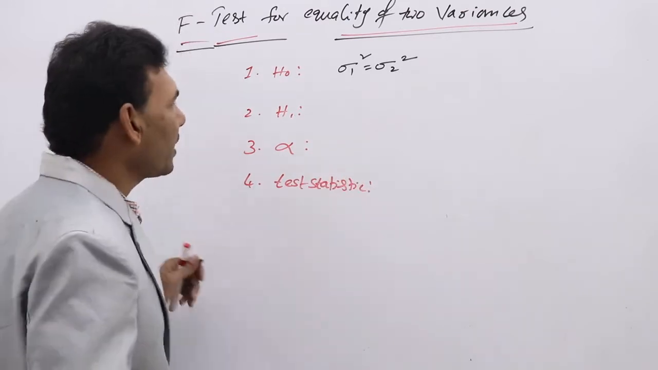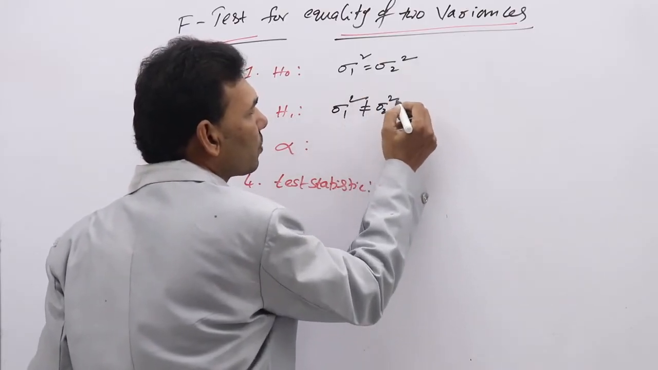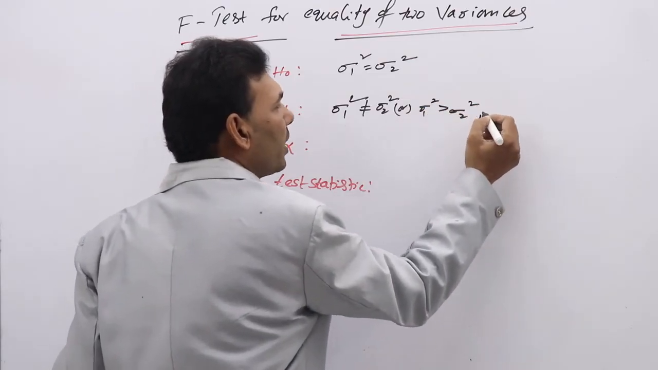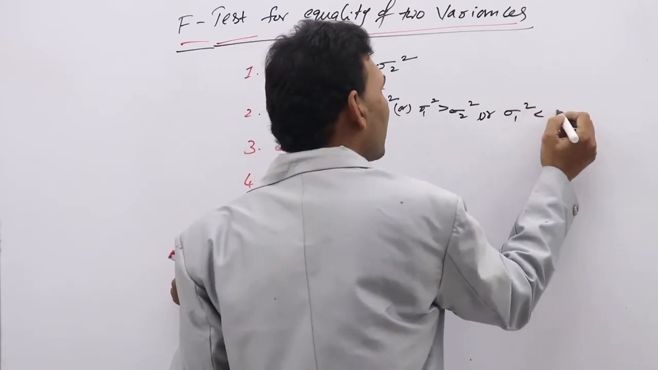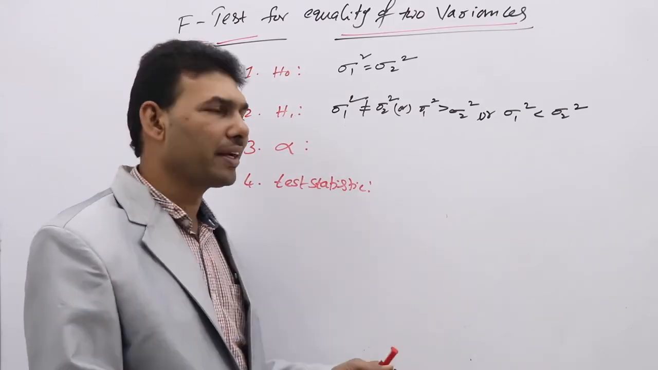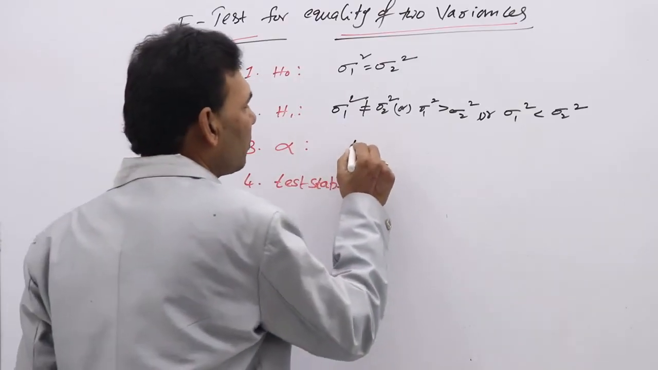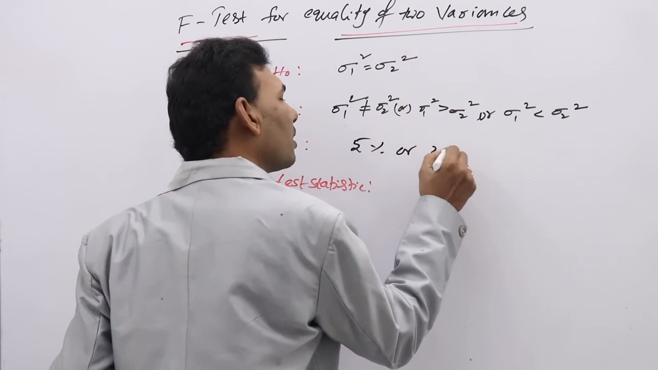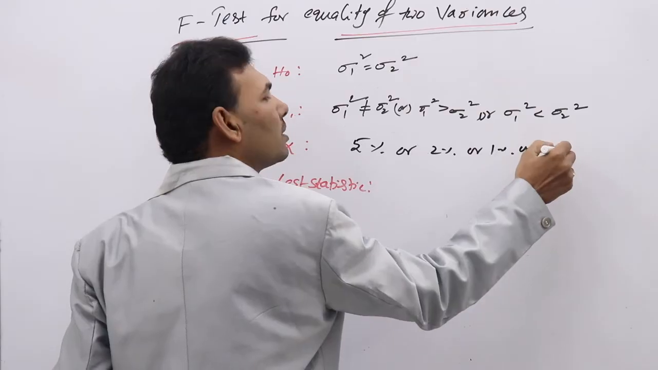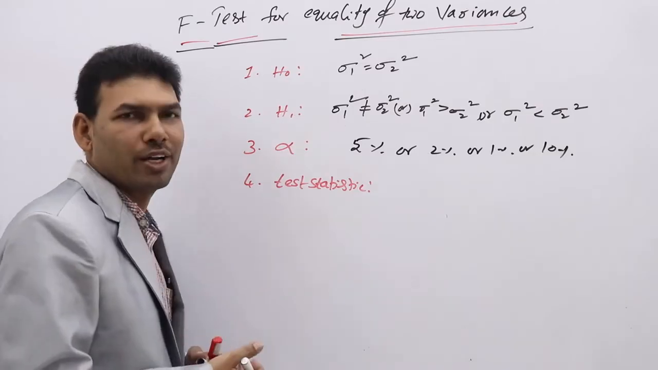And H1, it may be one of these: sigma 1 square not equal to sigma 2 square, or sigma 1 square greater than sigma 2 square, or sigma 1 square less than sigma 2 square. Here no need to check one tail or two tail, it may be any tail, getting table value is same. Alpha value generally 5% or 2% or 1% or 10%. Maximum cases 5%, 1% cases we will see. Remaining very rarely we will get.